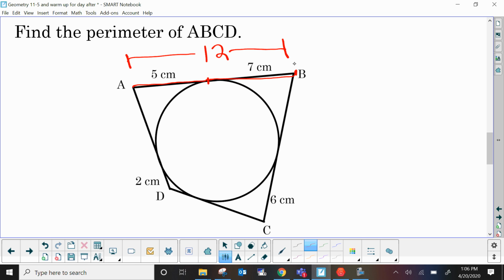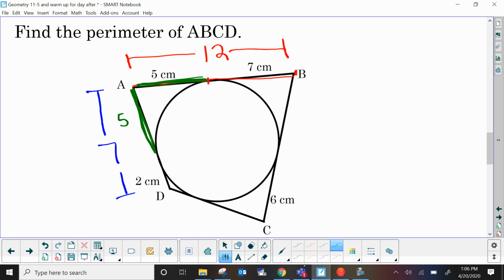So now I'm going to use the information I just learned about tangents to the same circle from the exterior point. And what that helps me with is this one. If this is 5, then this one has to be 5, which then makes this entire side 7, because if that part is 5 and this part is 2, then that is 7.